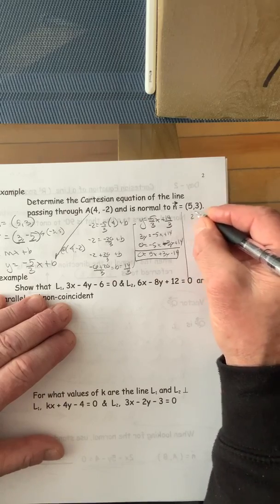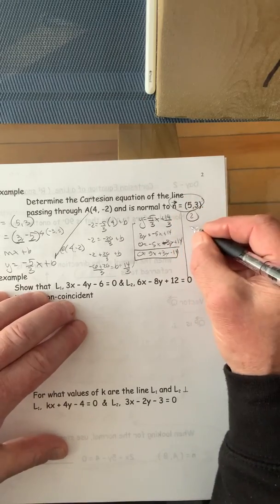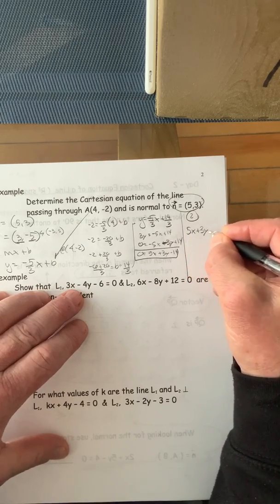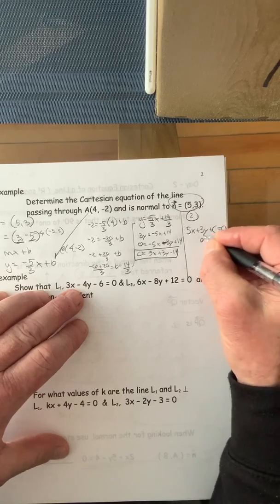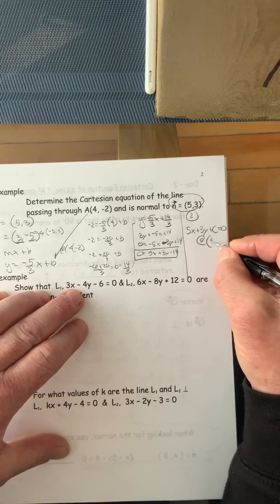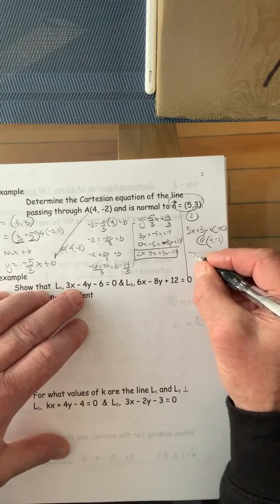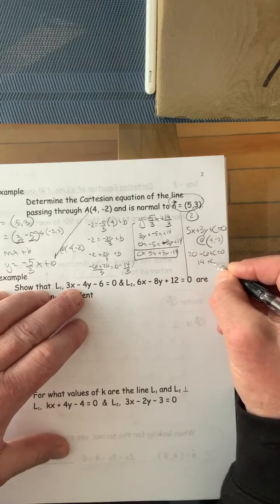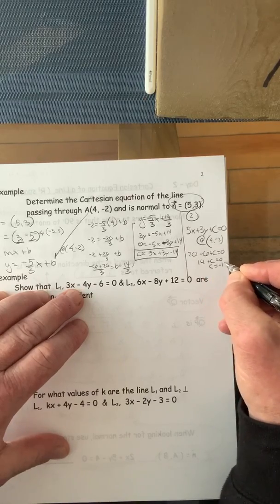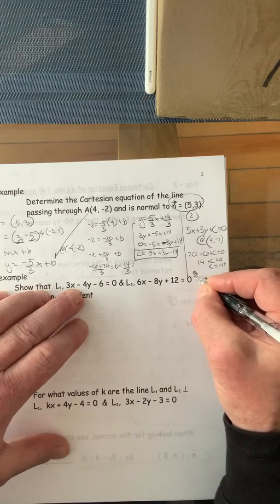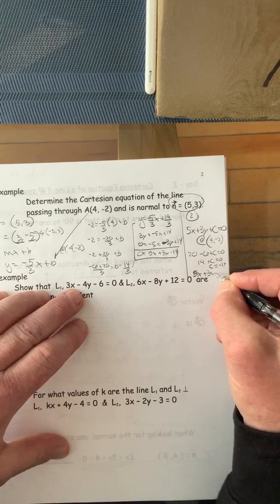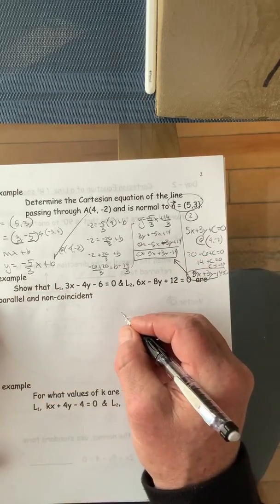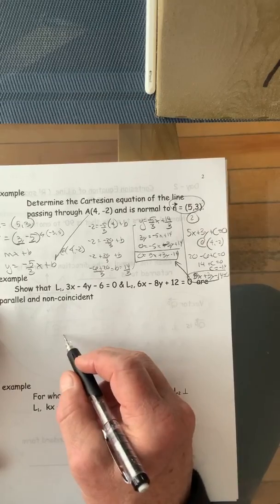Method 2. If I know the normal, that means I know a and b. 5x plus 3y plus c equals 0. At the point (4, negative 2), I'll get 20 minus 6 plus c equals 0. 14 plus c equals 0. C is negative 14. 5x plus 3y minus 14 equals 0. Same thing, just easier.